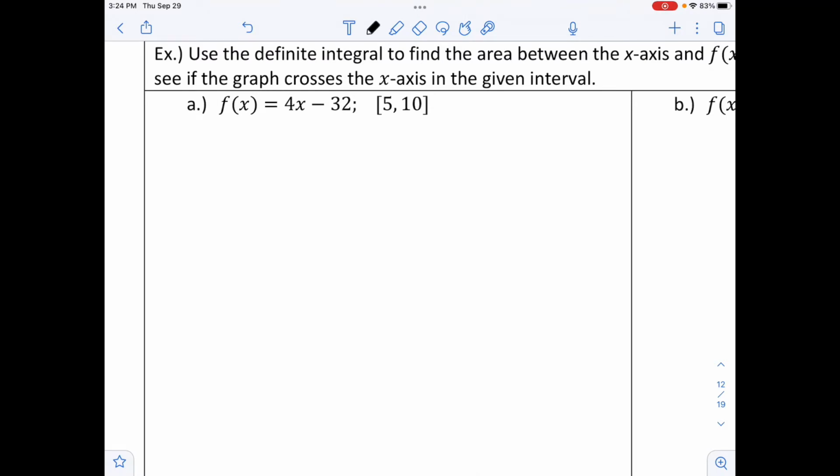But if you notice, if you substitute in 5, we have 20 minus 32, which would be a negative value. And when we have 10 substituted in, we have 4x minus 32, which is a positive value, so I know that it's going to be crossing the x-axis. So putting on 10 here. Again, if I substitute in 5, I get 20 minus 32, and that would give me negative 12. So I'll just do a rough sketch here.